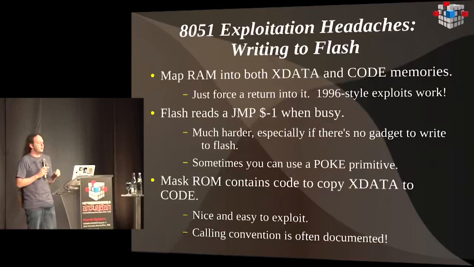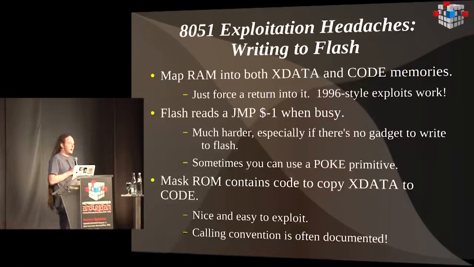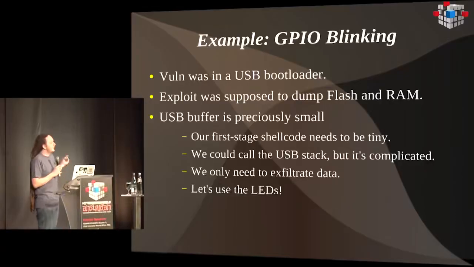Now, if there's mask ROM that copies code from X data to code, then this becomes a lot easier to exploit, especially because the calling convention is usually documented. So you know exactly how to set up the stack to call a function that copies from one address to another. Later in this lecture, I'll show you how to overwrite flash memory without erasing it in order to patch individual bits. And combining the two is helpful. Now, when you get your shellcode in, you need to speak to the outside world, but you quite often don't have enough room in which to do it. So one of the exploits that I wrote involved a vulnerability in a USB bootloader.